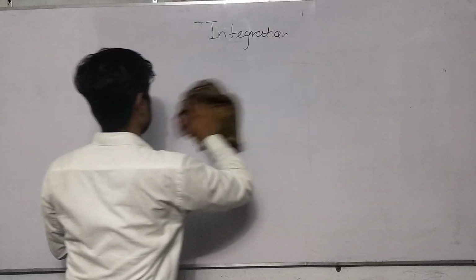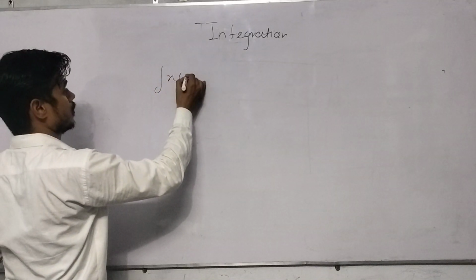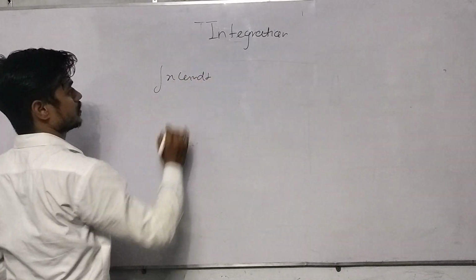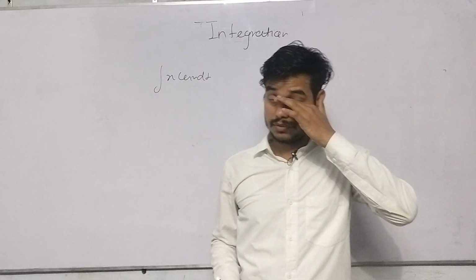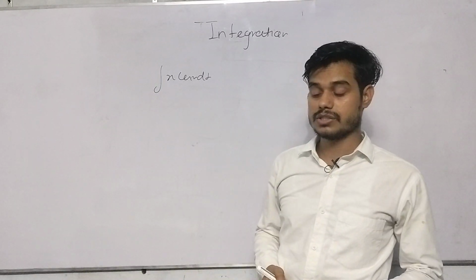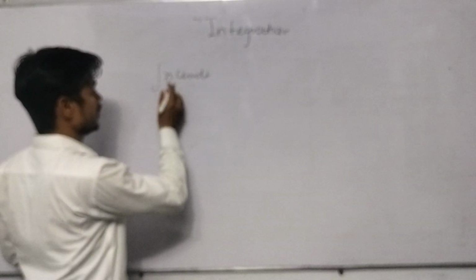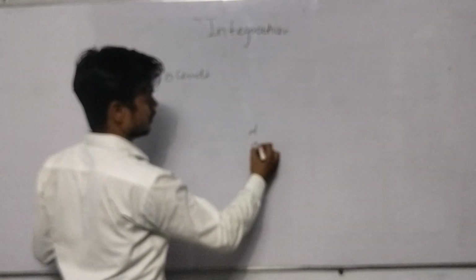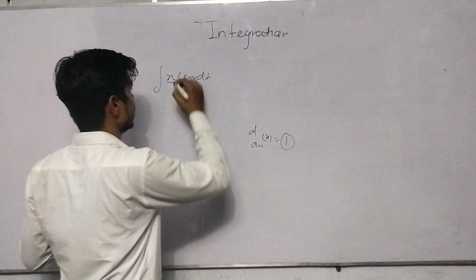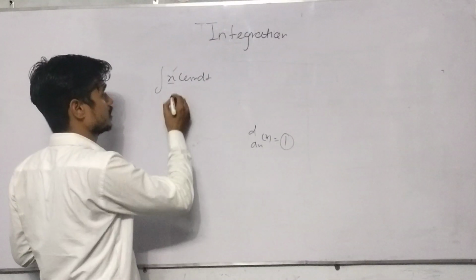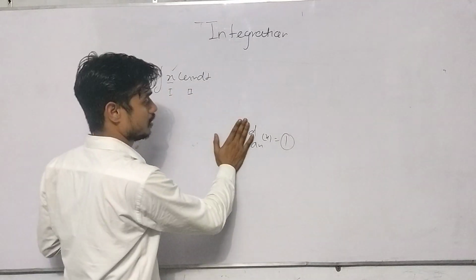Suppose I have a function like x cos x dx. Here the point is which function you have to take first. Always remind your mind that the differentiation of x with respect to x is 1, which is simple. So I will take this as my first function and this as my second function. How will you solve here? Pay attention.